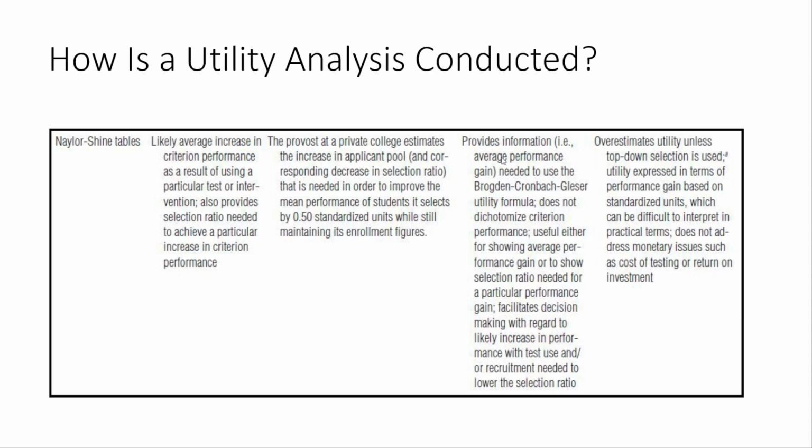So, when say top-down selection, do gina-rank naton sila. And it's expressed in terms of performance gain based on standardized units, which can be difficult to interpret in practical terms. So, ano na siyang meaning sa 0.50 ng standardized units. So, anong practical niyang definition. And does not address monetary issues such as cost of testing or return of investment. So, na ang ilang advantages and disadvantages.